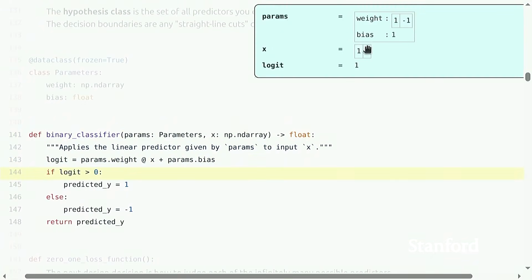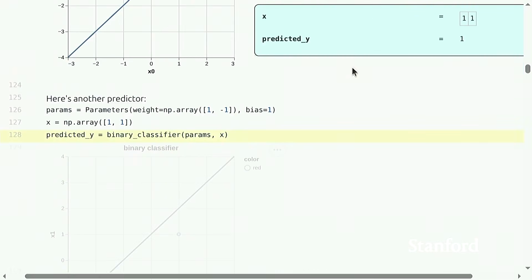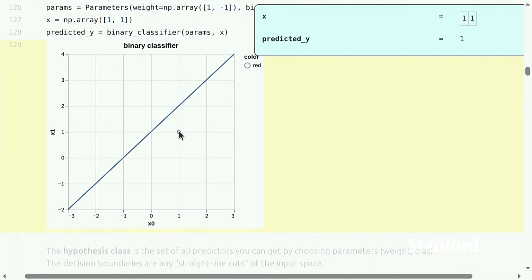So I compute a logit. This time, the dot product is still 0, and I add the bias, which is 1, and therefore I predict a 1. So now the point is still in the same place, and the decision boundary has shifted up, and now the point is lying on the positive side of the decision boundary.